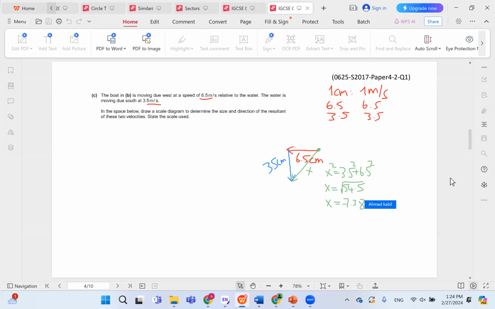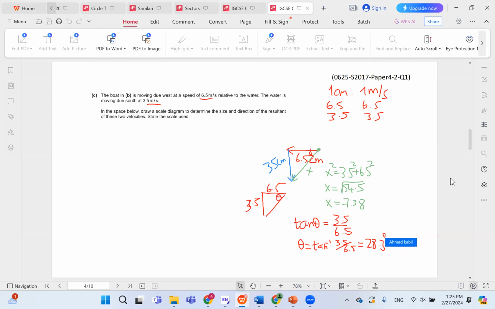If we want to get the direction, which is this angle here, we can use SOHCAHTOA from mathematics. So we have a triangle. This is 6.5, this is 3.5. We have angle theta here. So we can say tan theta equals 3.5 over 6.5, opposite over adjacent. And then you can get theta as tan inverse of 3.5 over 6.5. And this would be 28.3 degrees.